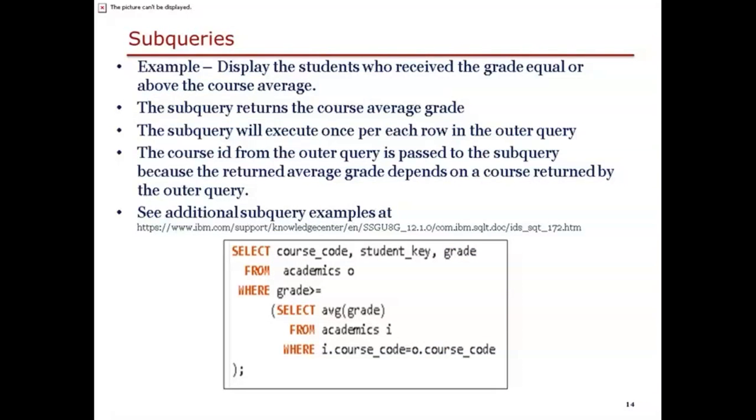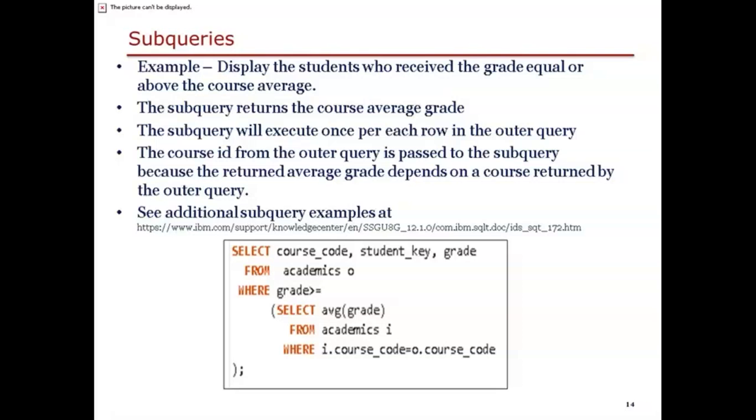So this is called the correlated subquery, where you take the field from the outer query and you put it inside in here, right? So you want to say the course in question from this academics view is the same as the course from the outer query. Yeah. So here I just put a link for you where you can find some additional examples. Okay.